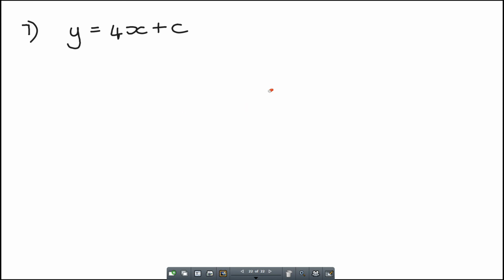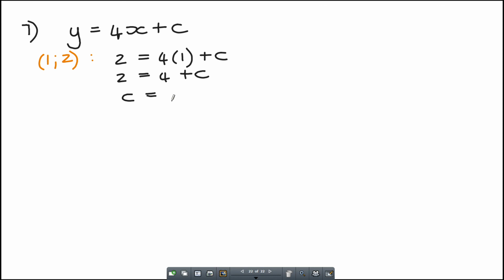Okay, and then next step, we've got to substitute in that point. Hy gaan deur 1 en 2. So dan het ek 2 is gelyk aan 4 maal 1 plus C. Onthou jy, ek skryf baie stappies, nee? As dit ons nou 2 minus die 4, so C will be minus 2. You could have skipped to 4x minus 2. Any questions?